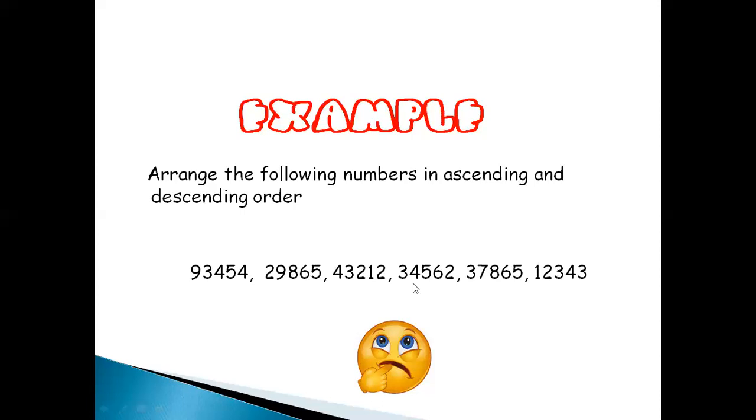And if you want to go the other way around, let's start from the smallest. This would be the smallest, 12343, and then 29865 will be the next, then 34562, 37865, 43212, and then 93454 is the biggest. If you feel you need time to do your ordering, you can pause this video, quickly write out the numbers and compare. Then you come back and check if your comparison is the same as mine.